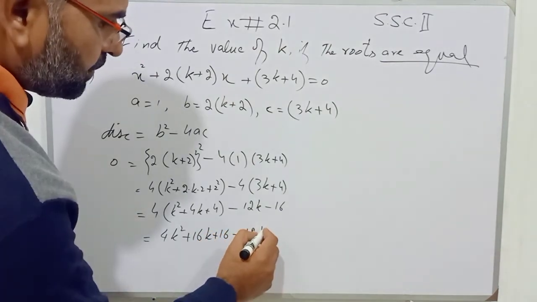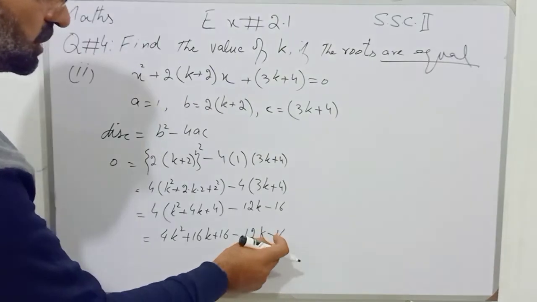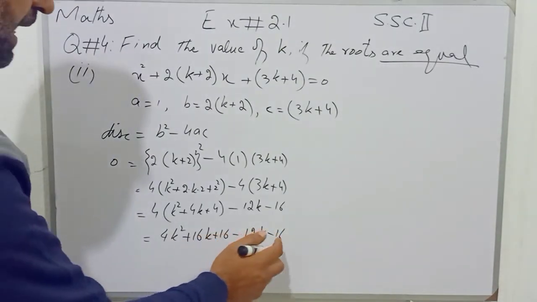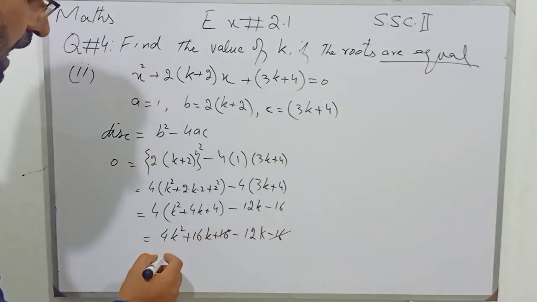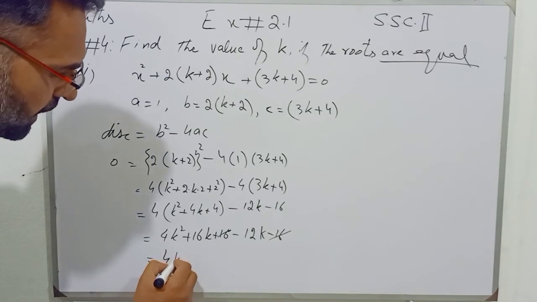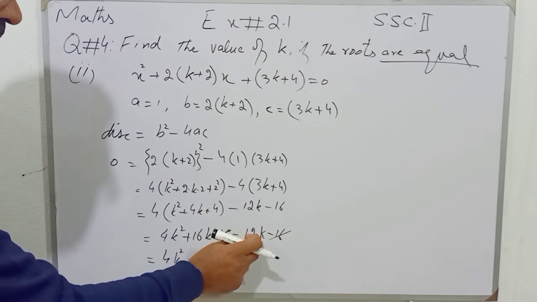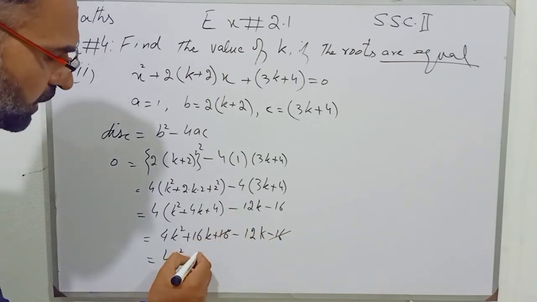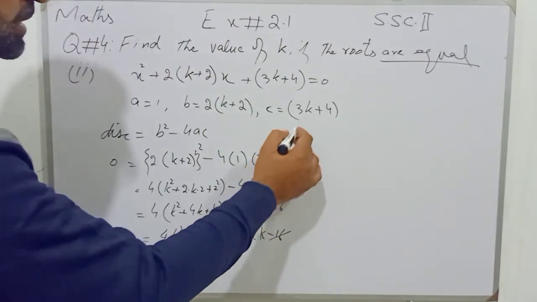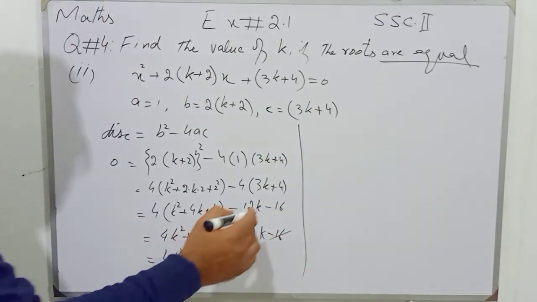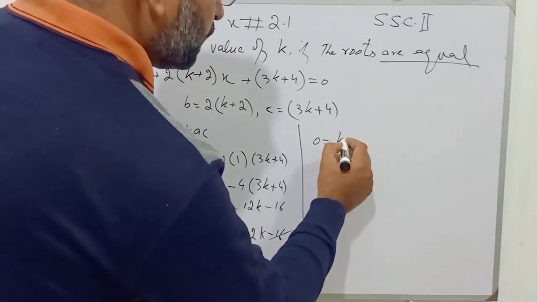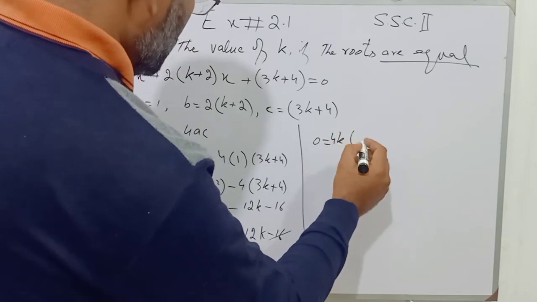minus 16. This 16 is minus and this 16 is plus, so both will be cancelled, and we will have 4k square, 16k minus 12k means 4k, and now students take 4k as common. 0 is equal to 4k into (k plus 1).